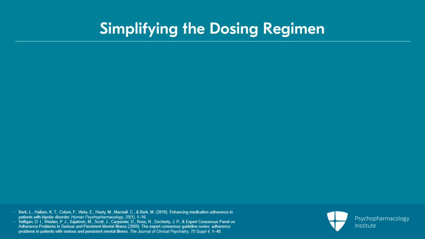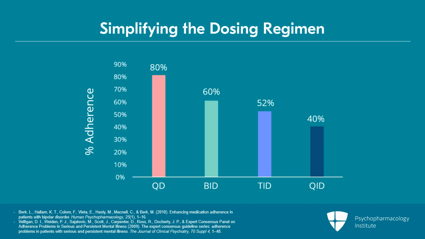Other things that we can do are to simplify the dosing regimen. So this is an oldie but goodie slide that shows that percent adherence is higher with once daily or QD dosing and goes down the more times a day a person has to remember to take the medication. One way to think about it is every time a person is supposed to take a medication, that's a decision point. Take it or not take it, forget it or not forget it. And you want to minimize those opportunities.